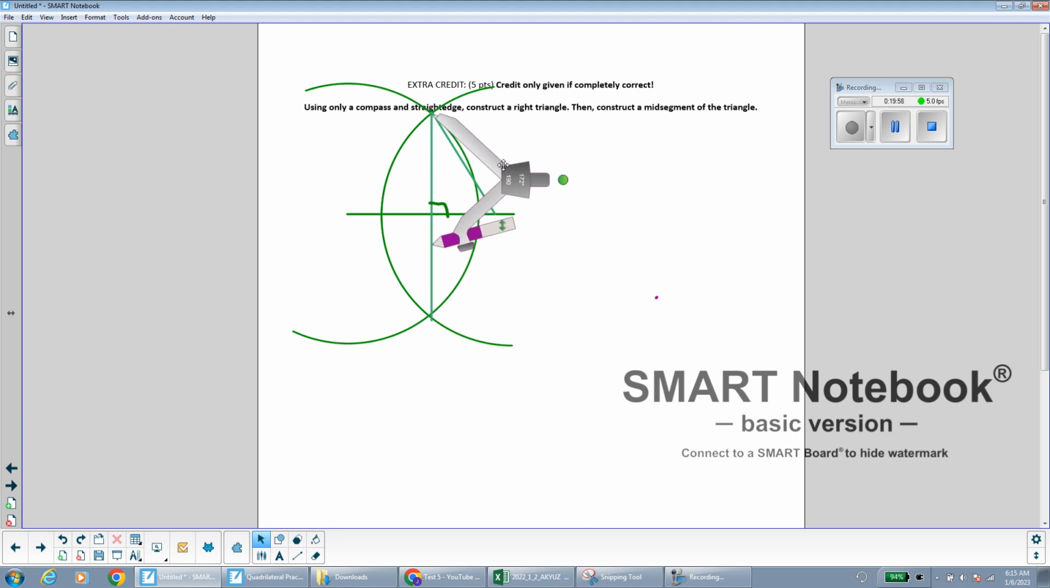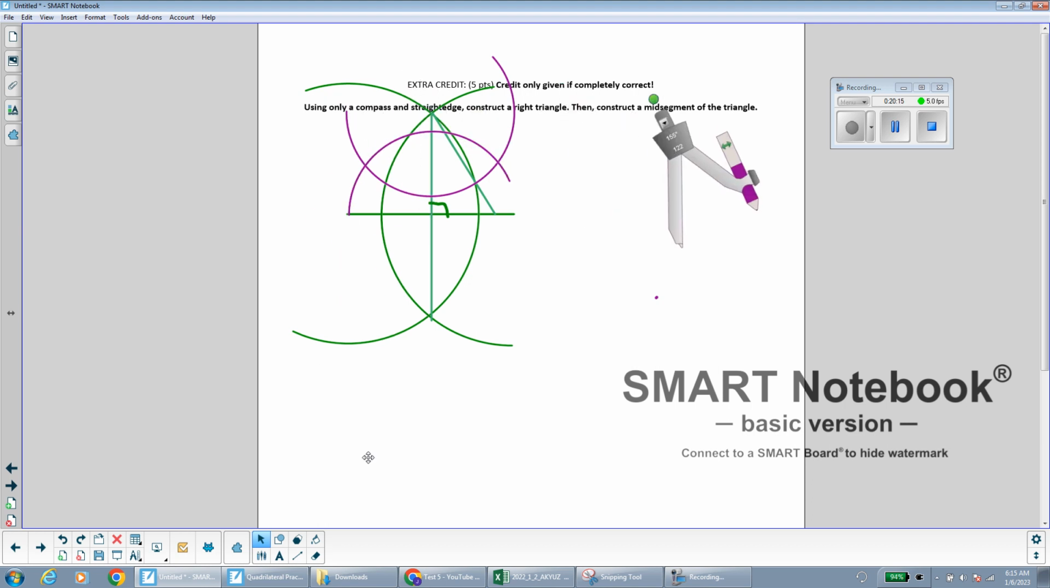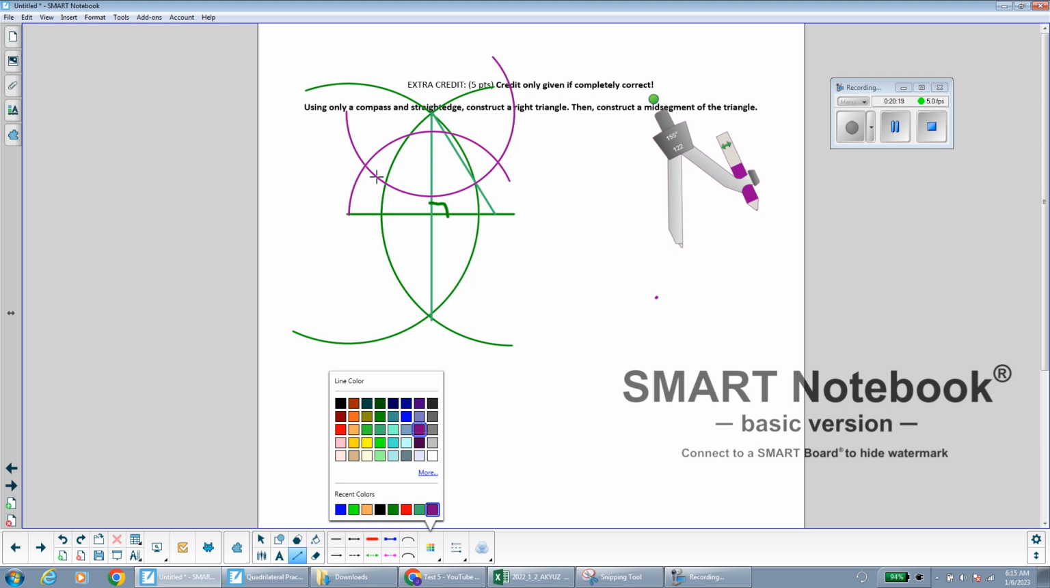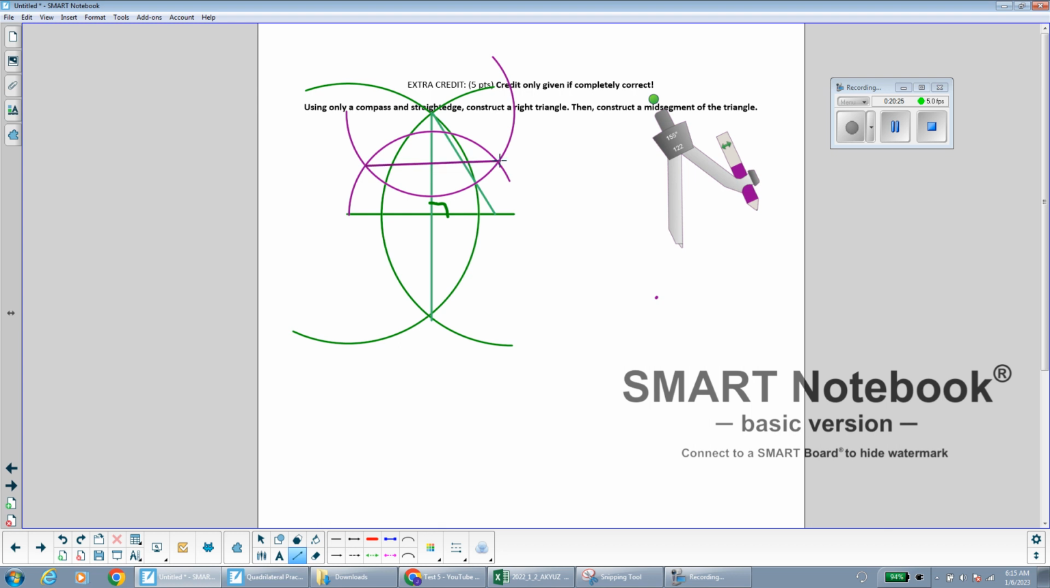So I'm going to go over to one of the endpoints, and I'm just going to open up more than halfway. The exact length doesn't matter. Arc above, arc below, heading on over to the other endpoint of that side. Same arc above and below. Now let me get my straight edge, and let me use purple as well to be consistent. And I'm just going to connect from endpoint to endpoint here.